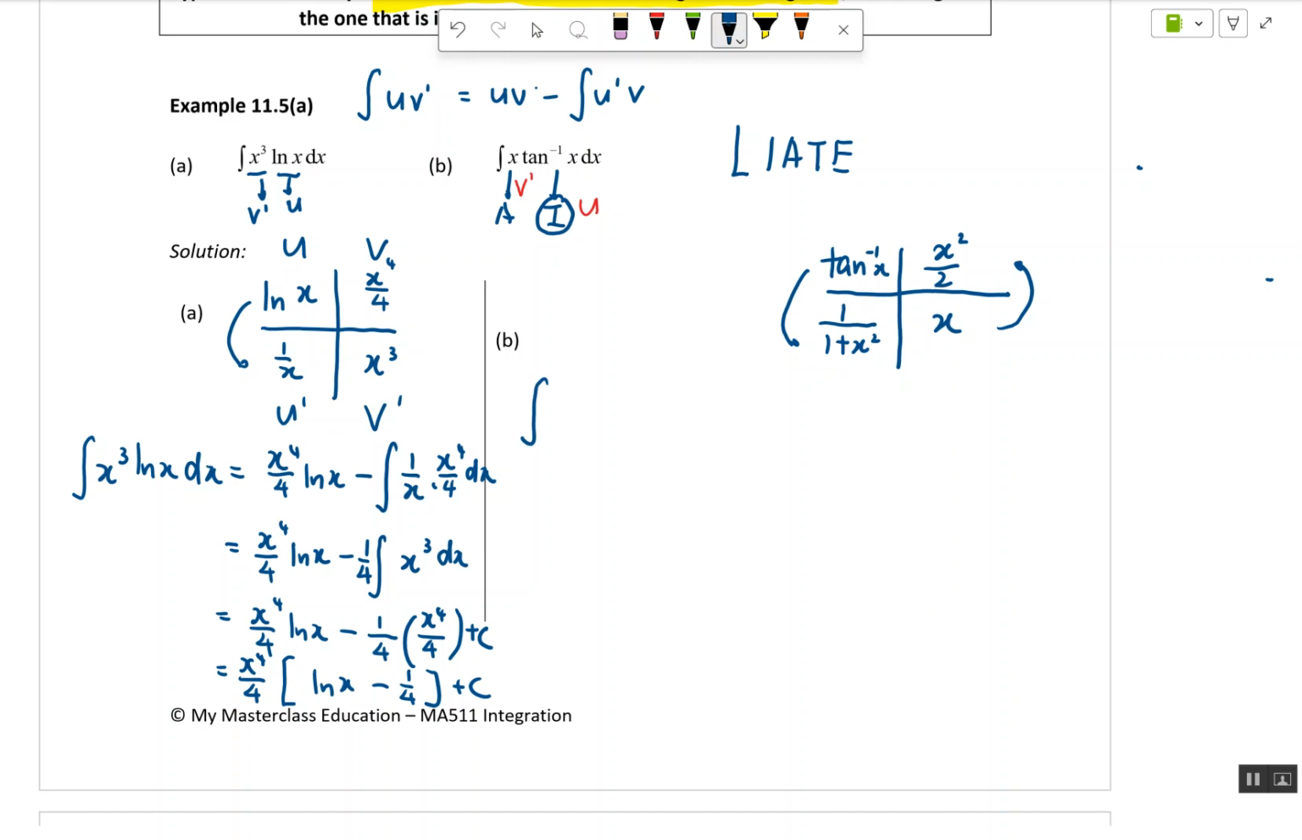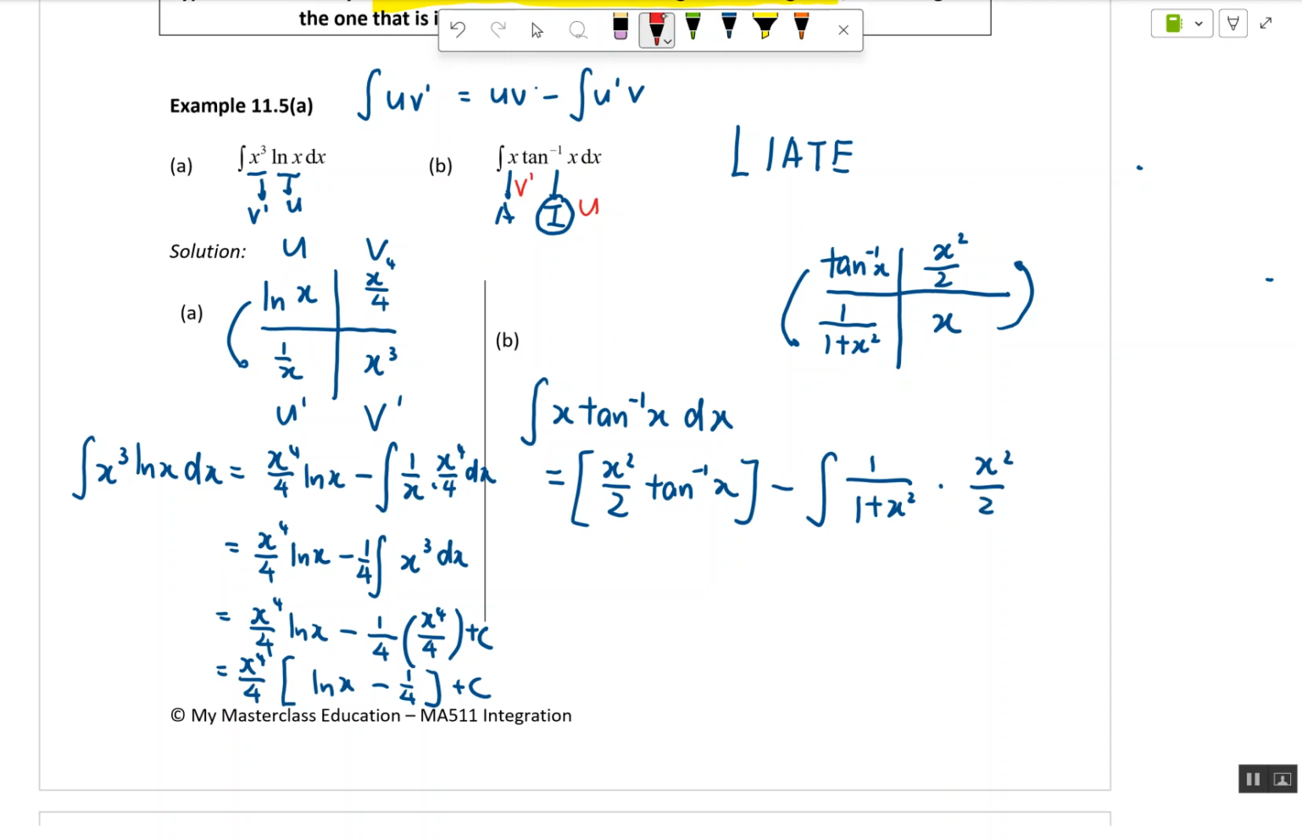All I need to do now is apply it into my integration by parts formula, which is derived from the product rule. If you can't remember your formula, you can derive it from the product rule yourself. uv is x squared over 2 multiplied by inverse tangent x, and we just keep it there, minus the integral of u prime v, 1 over 1 plus x squared times v, which is x squared over 2. This part is going to be a bit tricky. So this is u prime, this is v prime, dx.